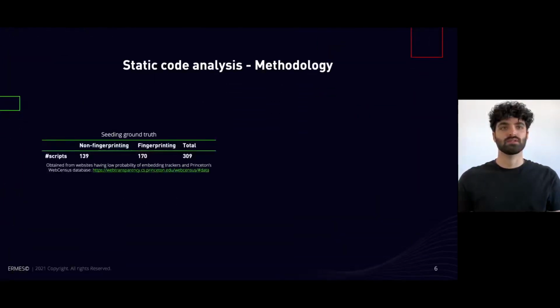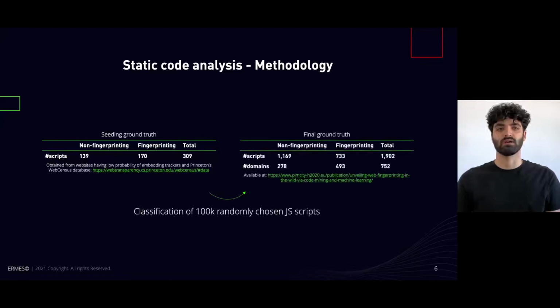So we started with a seeding ground truth counting about 300 total scripts. We collected those scripts from Princeton's Web Census database for fingerprinting scripts and obtained non-fingerprinting scripts from websites having a low probability of embedding trackers, such as government and academic websites. We used this initial version of our ground truth in order to train and optimize a preliminary version of our classifier. And we ran this classifier over 100,000 randomly chosen JavaScript scripts.